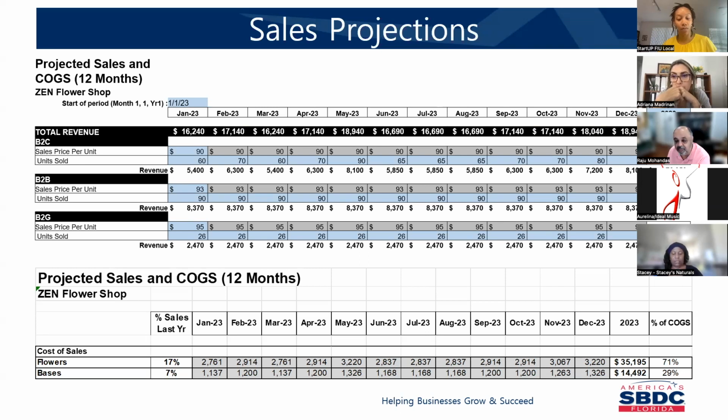This is what they're projecting for B2B. This is what they're projecting for B2G. B2G is business to government. Okay. Now, as you can see, we also do the same thing for the cost. We find out that it's 17% of sales of last year. So we took last year's number to come up with these numbers. So we are projecting it to be this for the whole year, based on last year's number, based on these sales. Okay. This is how we come up with it.